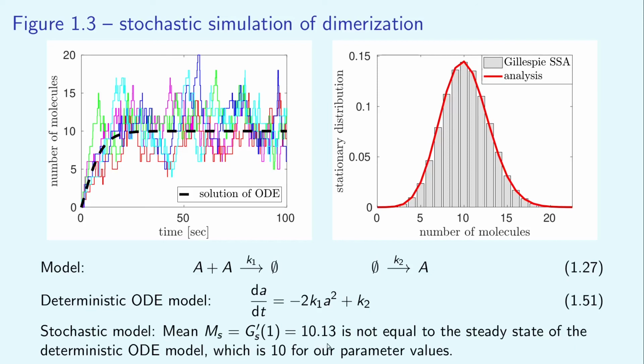Using the stationary probability generating function, we obtain that the exact value of the mean is close to 10.13, which is not equal to the steady state of the deterministic ODE model, which is 10 for our parameter values. As an exercise, you could use long-time stochastic simulation to verify that the mean is close to 10.13. Obviously, the difference between 10 and 10.13 is relatively small, so one could argue that the ODE does provide a reasonable approximate description of the average behavior of the system. However, this is not the case in general.